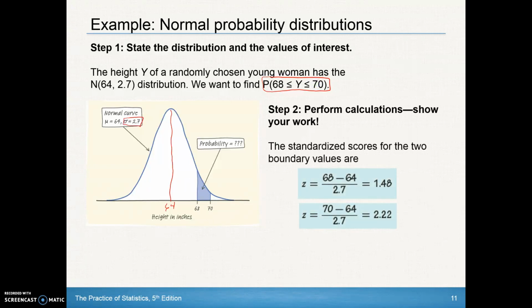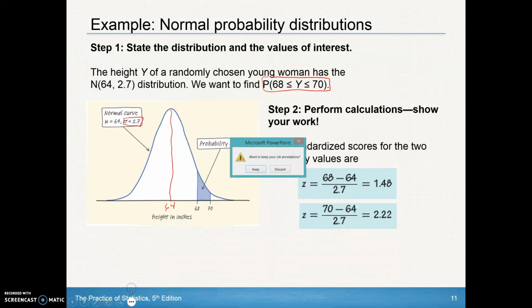We can get the standardized scores for these boundaries. Again, taking our score of interest, the 68, minus the 64, divided by the standard deviation, and that z-score is 1.48, which we'll look up in just a minute. And also look at the z-score for 70 as well. So 70 minus the mean, divided by the standard deviation, is 2.22.